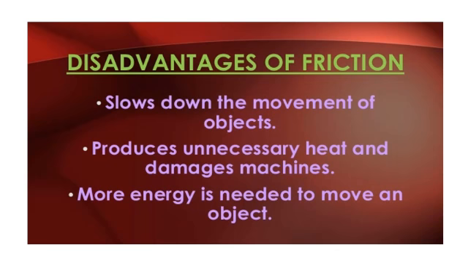Disadvantages of friction. Now we will discuss disadvantages of friction. Number 1, it slows down the movement of objects. Number 2, it produces unnecessary heat and damages machines. Number 3, more energy is needed to move an object. When the moving parts of a machine rub against each other, they become hot. They also wear out. Tires of cars, shoes, and our clothes also wear out due to friction. So, friction can slow down the movement of objects, produces unnecessary heat and damages machines, and more energy is needed to move an object.